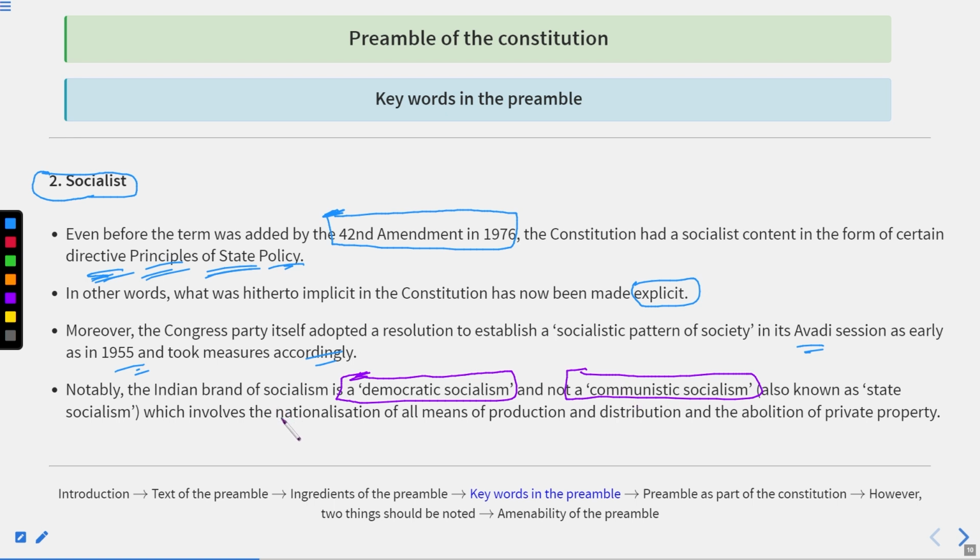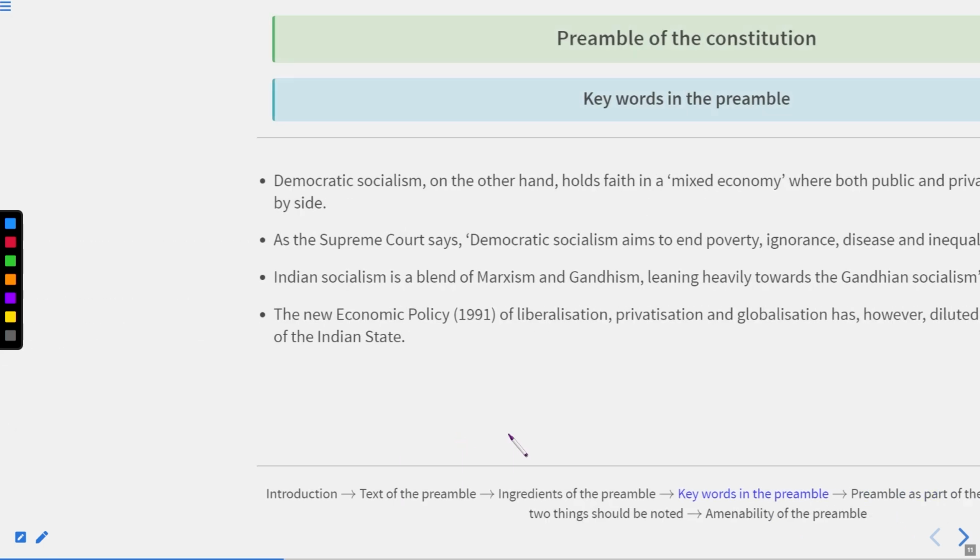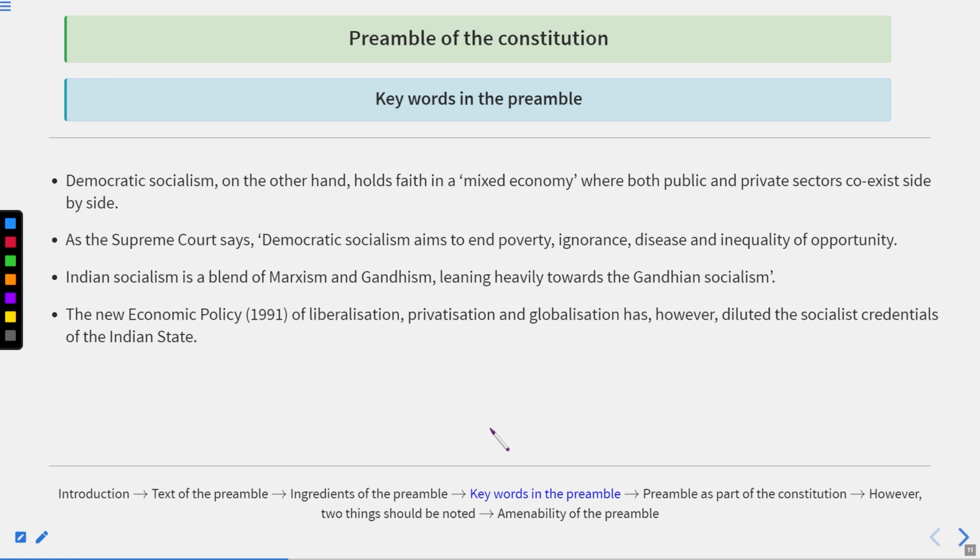All right. And this involves the nationalization of all means of production and distribution and abolition of private property. All of the means of production will be held by the state. The state will distribute among the people and no private property would be there. But in India, we know that these kinds of practices are not there. Democratic socialism, on the other hand, holds faith in the mixed economy, where both the public, that is the government sector, and the private sector coexist side by side.